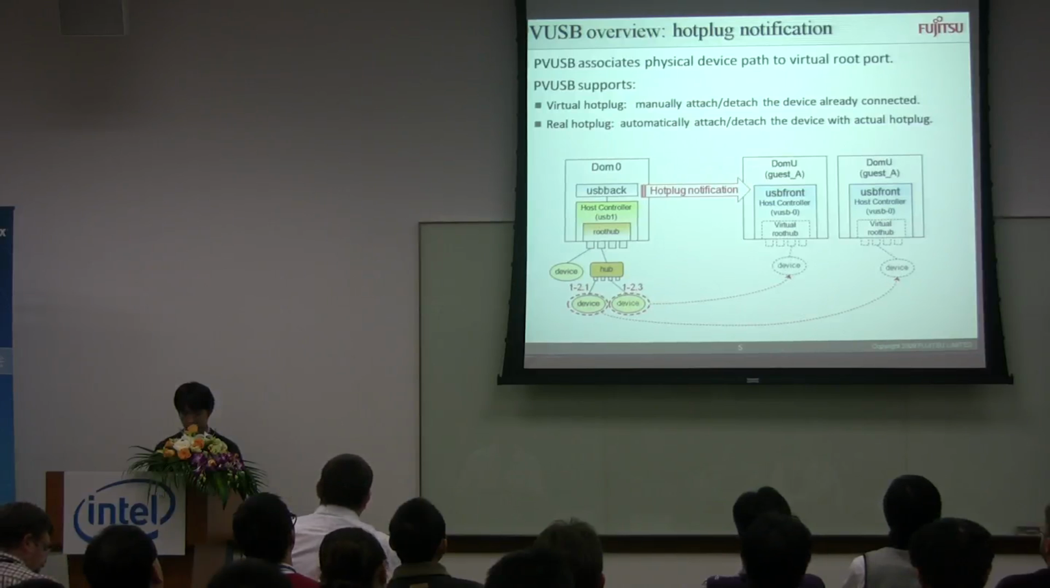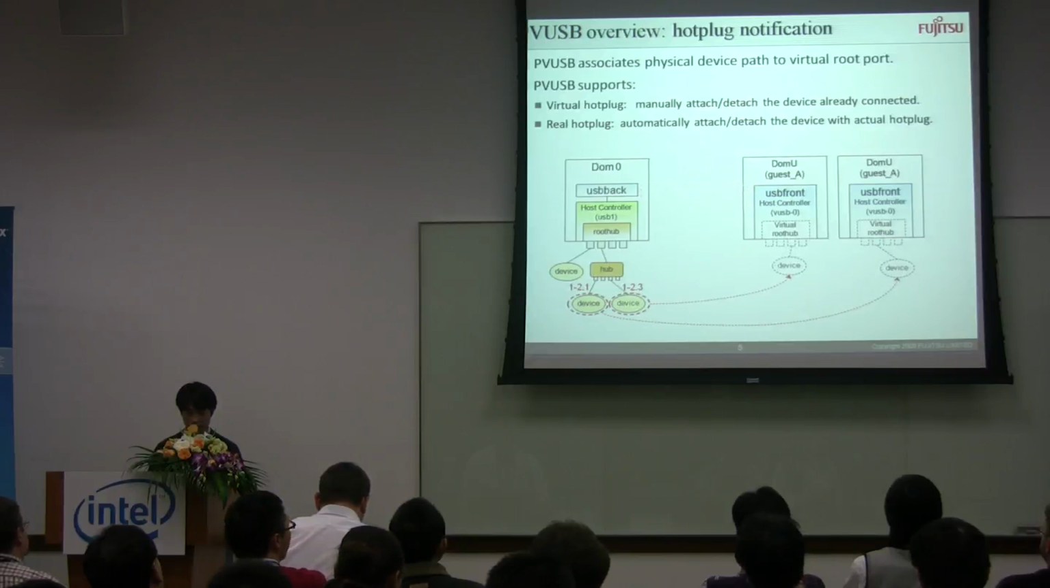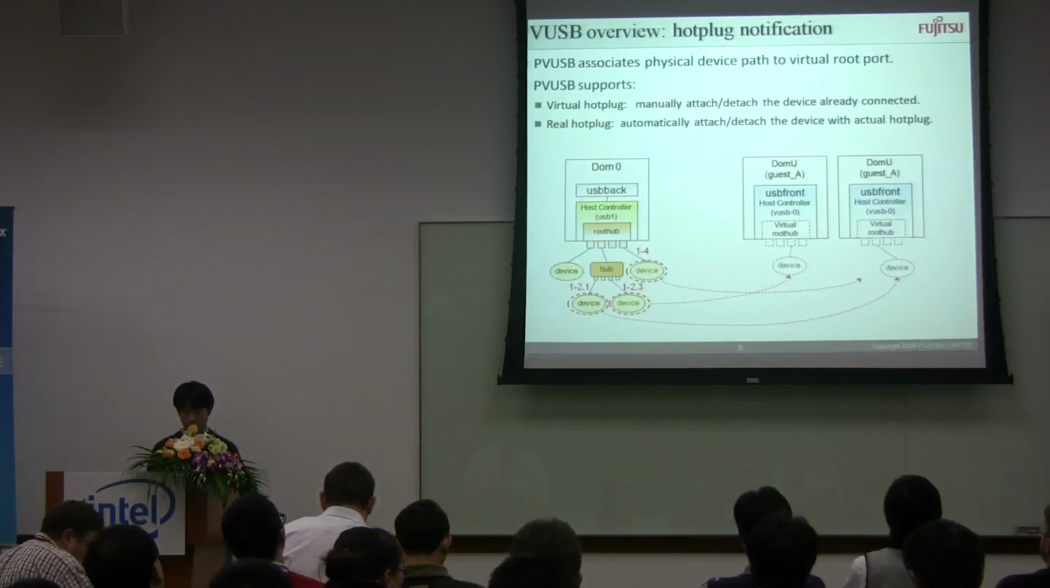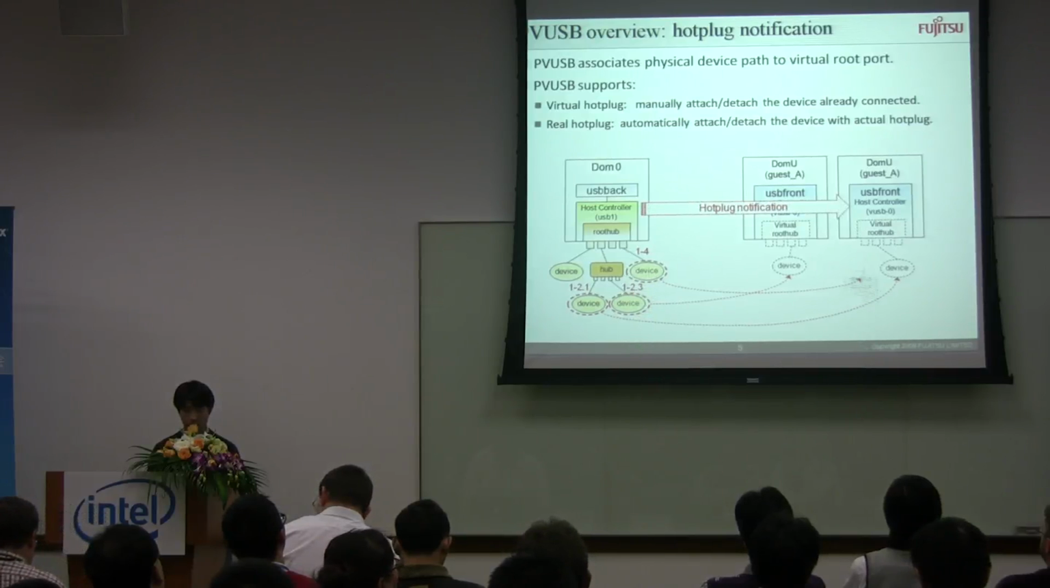Next is real hot plug. You set the port association rule in advance, and when the device is connected to the appropriate path, hot plug is notified, and the device is attached to the virtual port automatically.